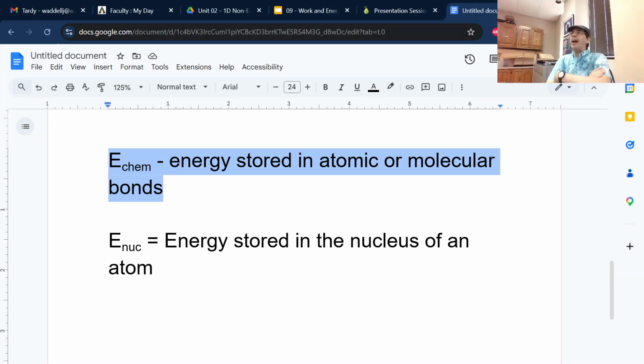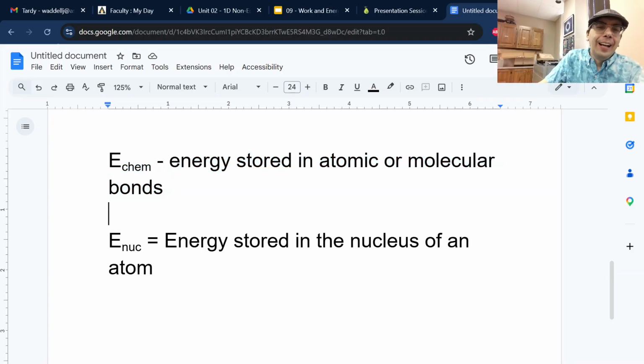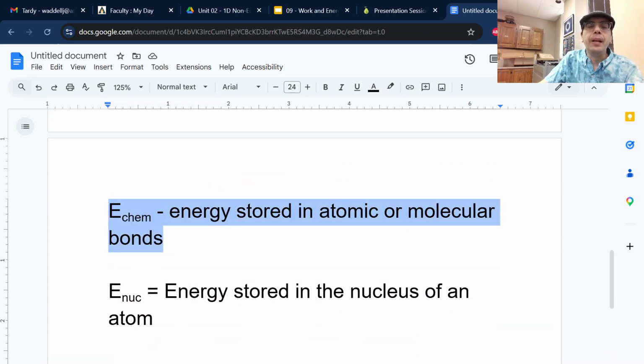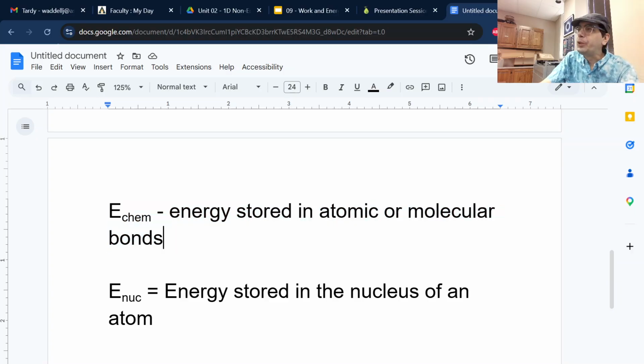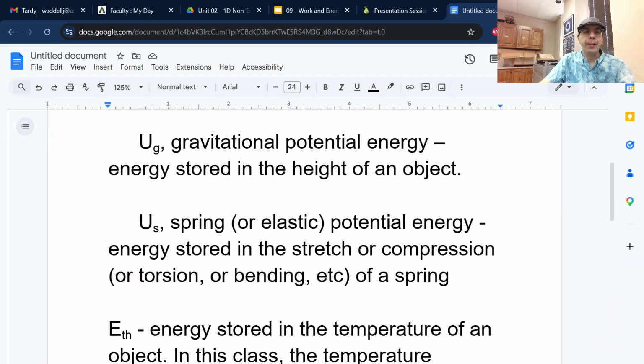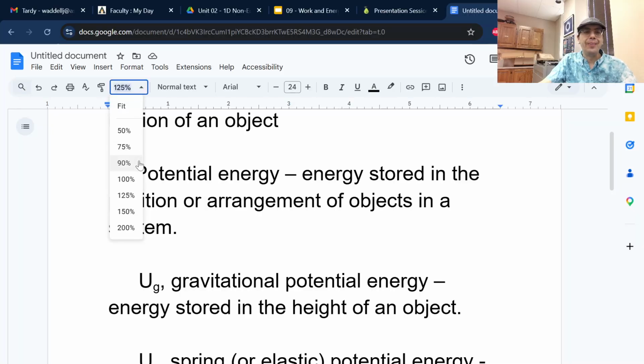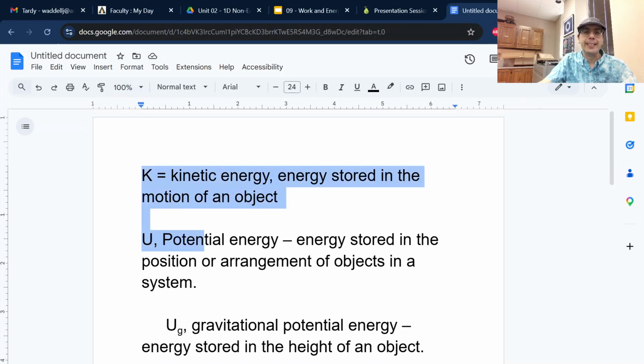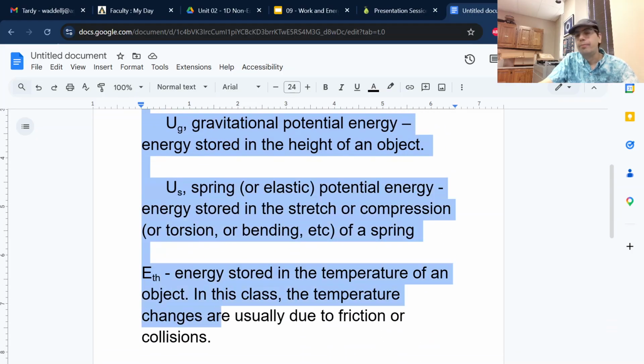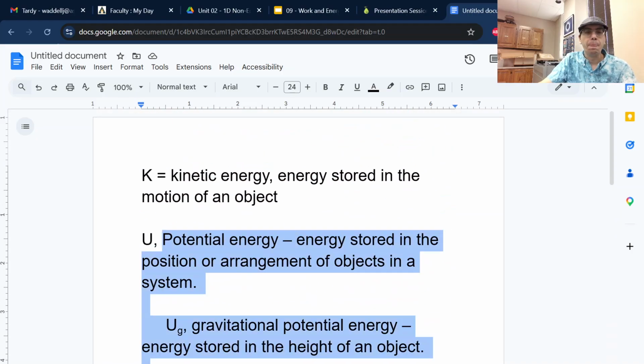I think I said everything that's important. So we will incorporate this in kind of a conceptual way, but in physics class, we're going to be sticking primarily to changes in physical types of energy.